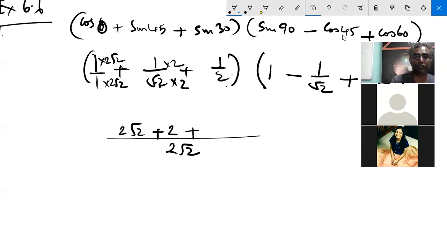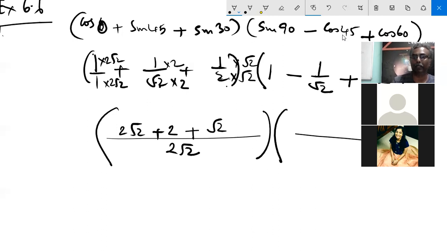Here you have 2, so you have to multiply by root 2 to get 2 root 2 at the bottom. So on top also you have to multiply by root 2. Here what will come? Here also it looks like 2 root 2 only.